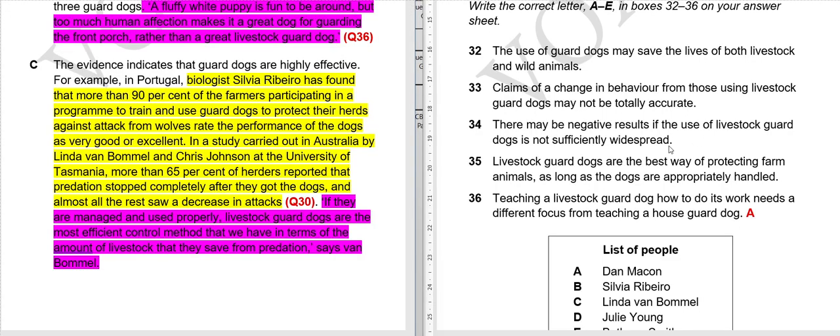There may be negative results. There is no mention about negative results. Livestock guard dogs are the best way to protecting farm animals. So here they have written most efficient, best way, as long as they are appropriately handled, well managed and used properly. So yes, this is our question number 35. Van Bommel, C option.